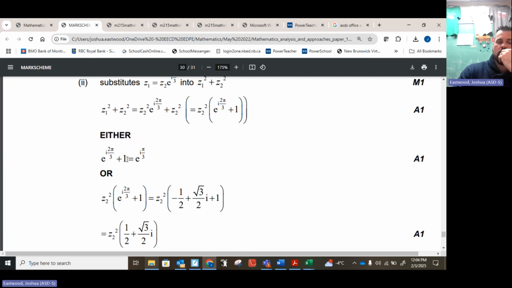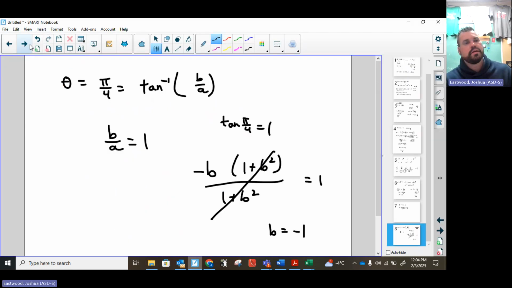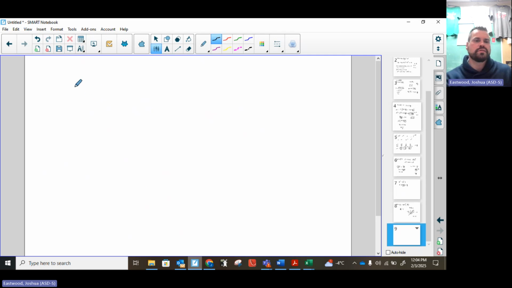Well, if you think about 1, that's e to the i times 0. So if you look at the 1, it's going to give you the cosine, and the sine part, the imaginary part, has to be 0. I'll just show you what I'm saying in terms of cosine and sine. A lot of complex number stuff has to do with sine and cosine. So I have e to the i 2 pi over 3 plus 1. And 1 is really e to the i 0, because e to the 0 is 1.